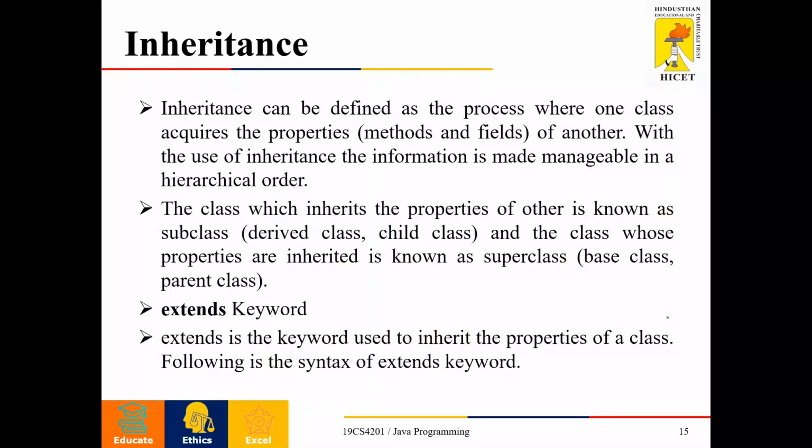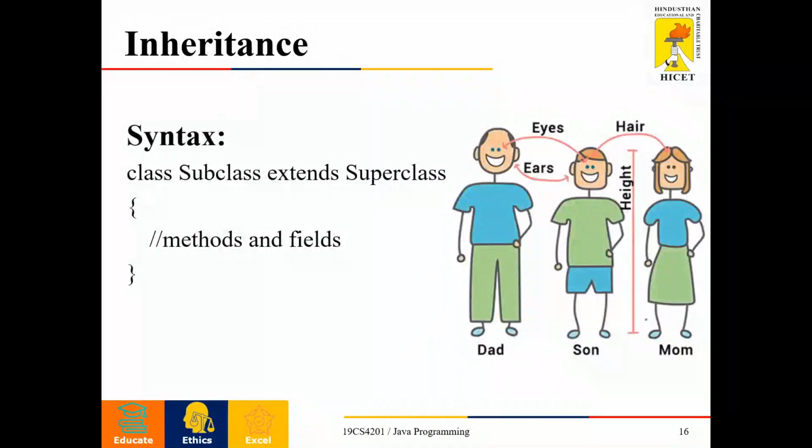Inheritance. Inheritance can be defined as the process of acquiring the properties from one class to another. With the use of inheritance, the information is made manageable in a hierarchical order. The class which inherits the properties of another is known as the subclass, and the class whose properties are inherited is known as the superclass. We use the keyword extends in order to inherit the properties of one class to another class. So this is the syntax.